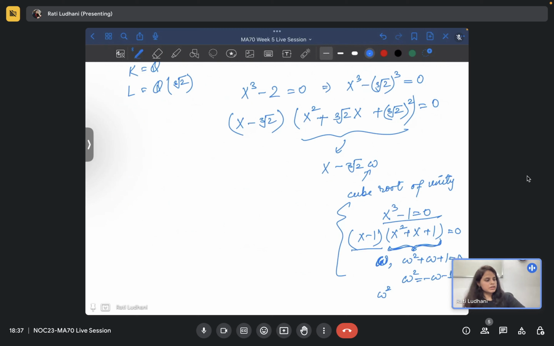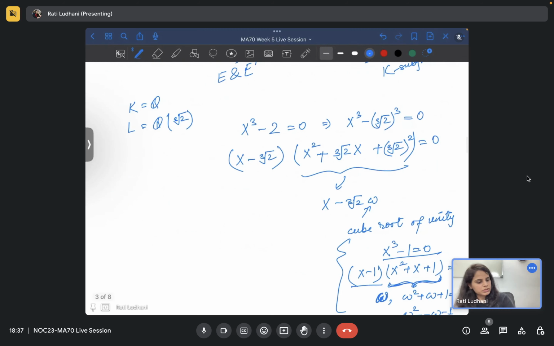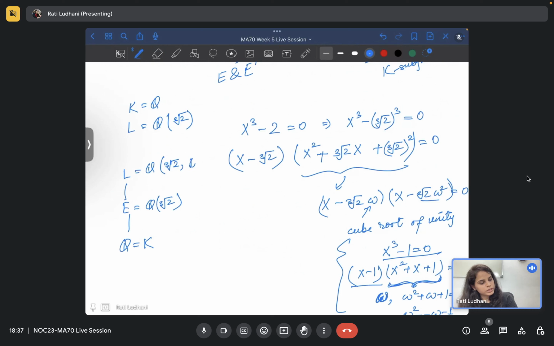So the collection of roots is more than that. Maybe it will split like this, and omega will be there. For example, in our situation, let's say Q is your base, which is K. E is some field in between, let's say that is Q of cube root of 2, and let's say the next one is L, which contains all the roots. That means you have omega also, the cube root of unity.